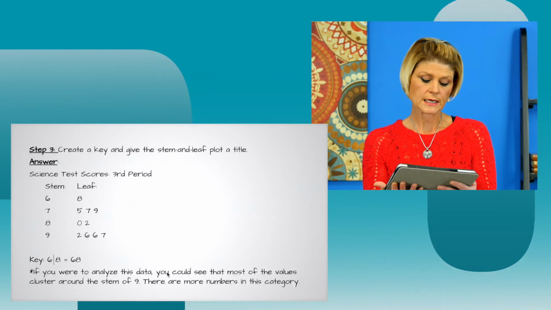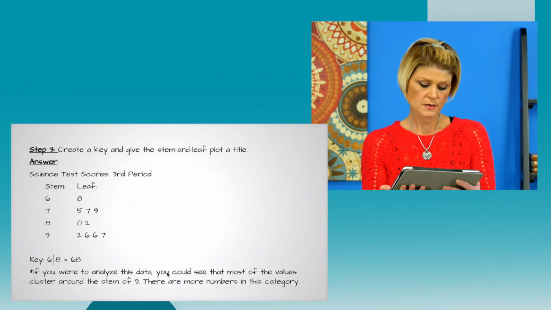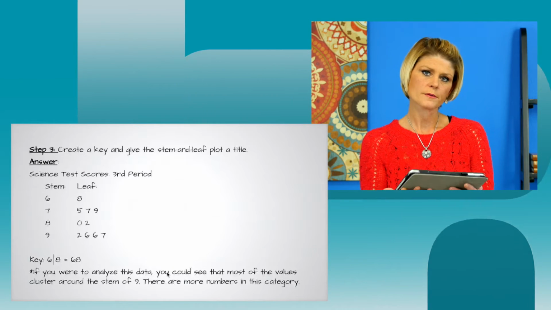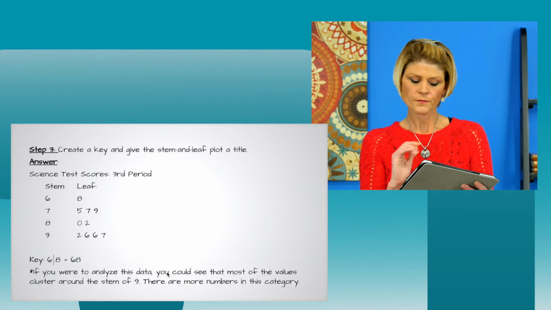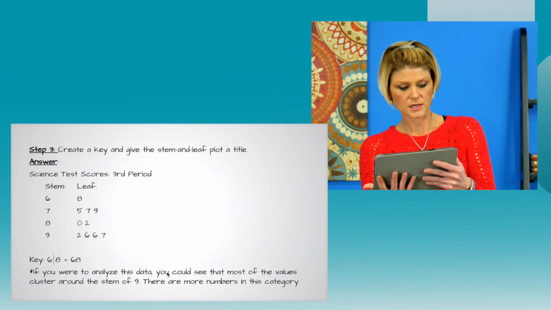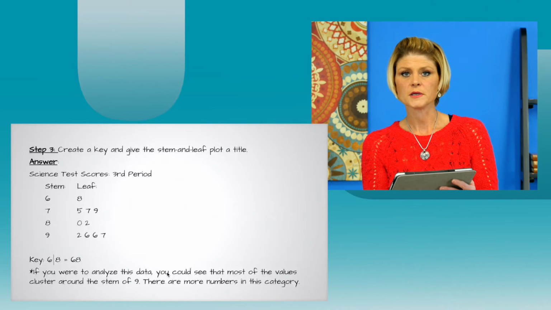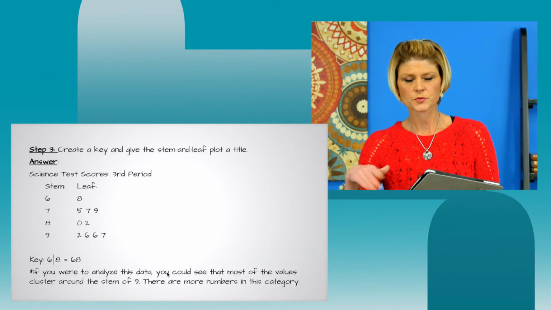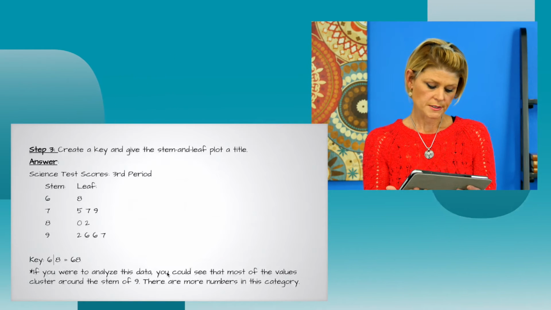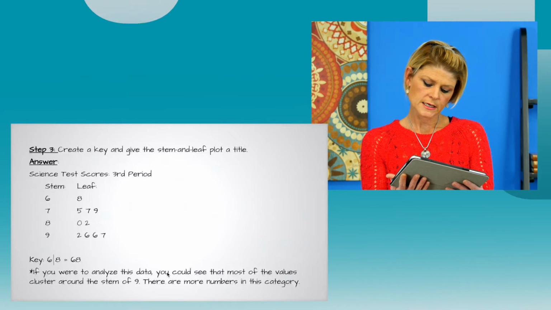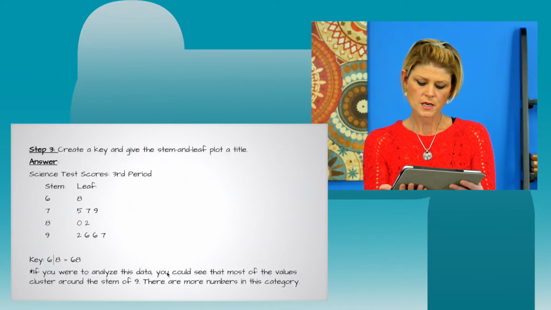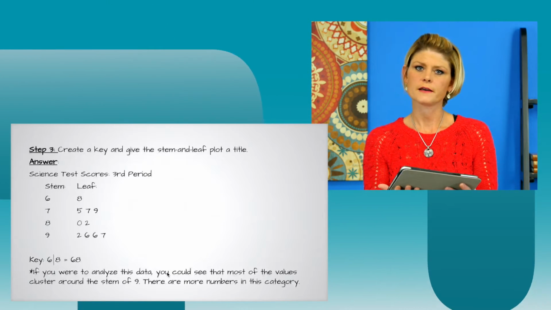We're going to title it Science Test Scores for third period. There's our stems, there's our leaves. And the key, the way we write it, is 6 and then a line, and then 8. And that tells us that 6 being the stem and 8 being the leaf means 68. And this will be important as we get a little bit more involved in stem and leaf plots. Okay, so if you were to analyze this data, you could see that most of the values cluster around the stem of 9. And there's more numbers in that category.